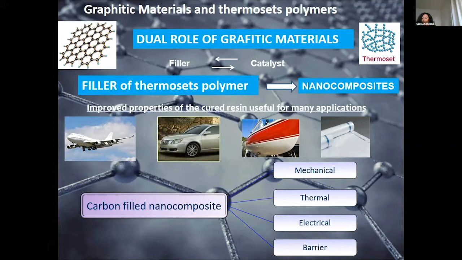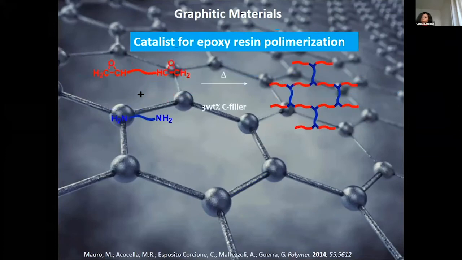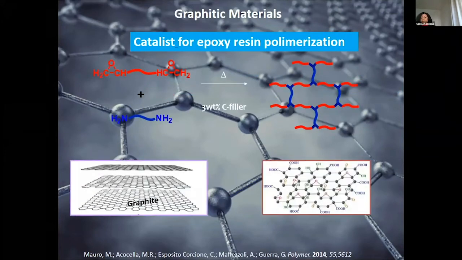But we are particularly interested also in another possibility, that is the possibility to add graphitic-based fillers, nanofillers if possible, to thermosetting polymers to increase the curing reaction of the polymers. So we would like to analyze the possibility to use these nanofillers as catalysts for many curing reactions of thermosetting polymers. We know that this is possible because in our previous work, we noticed a significant activity of these fillers in increasing the curing reaction of thermosetting resins.